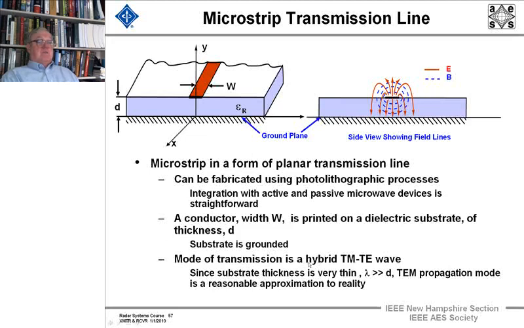And the mode of transmission is a hybrid TM-TE wave. And since the substrate thickness is very thin, lambda is much greater than D, the TEM mode of propagation is a reasonable approximation to reality. And here's how the electric and magnetic field lines go for that microstrip transmission line.